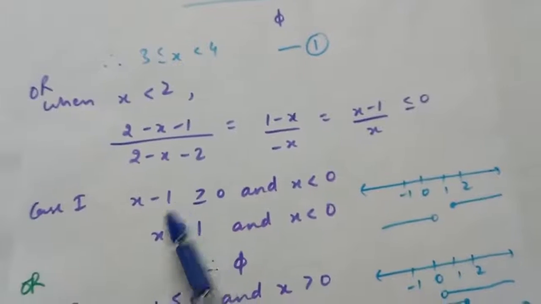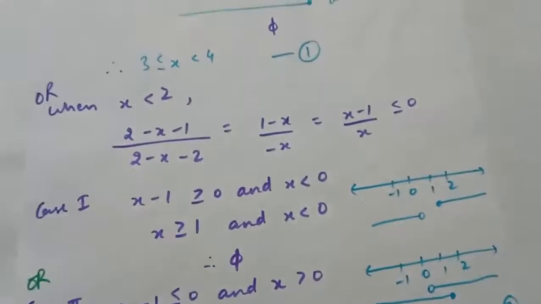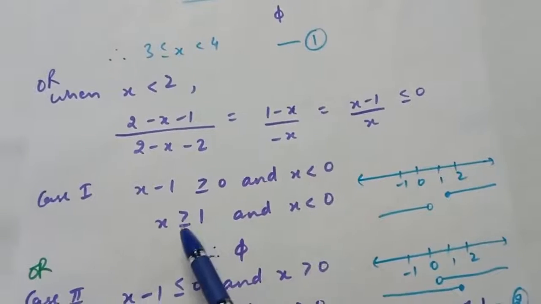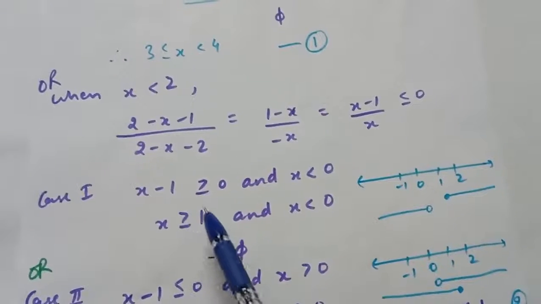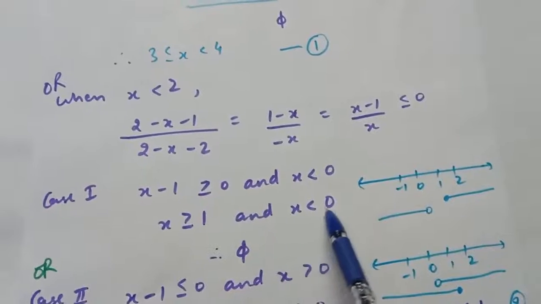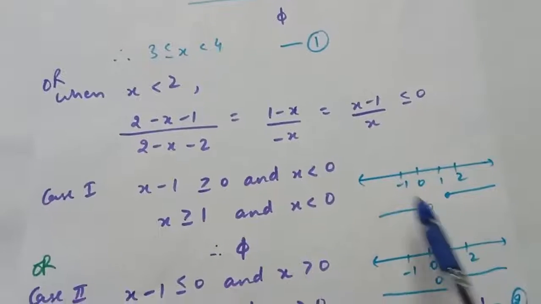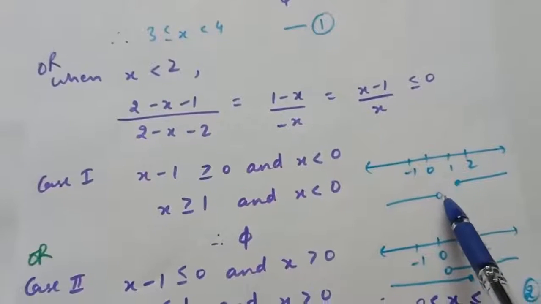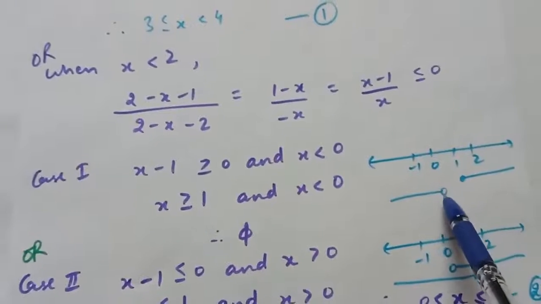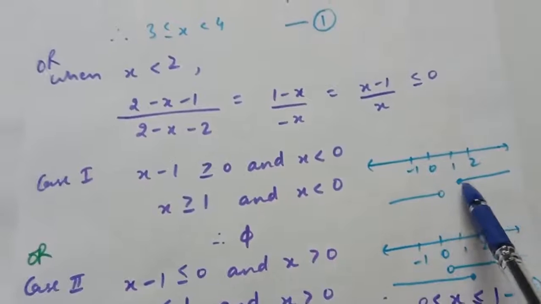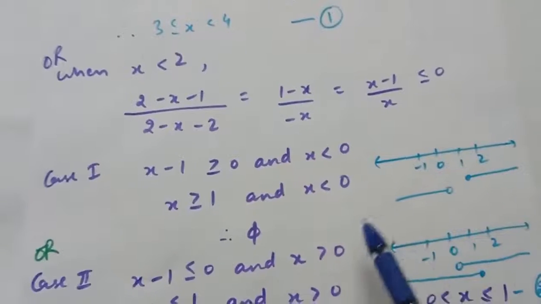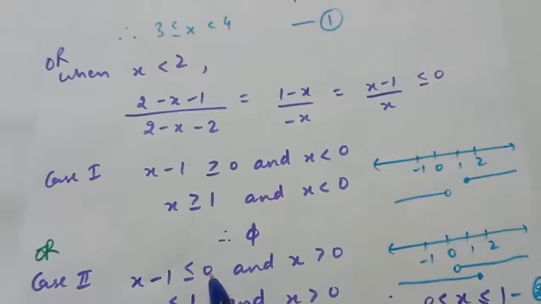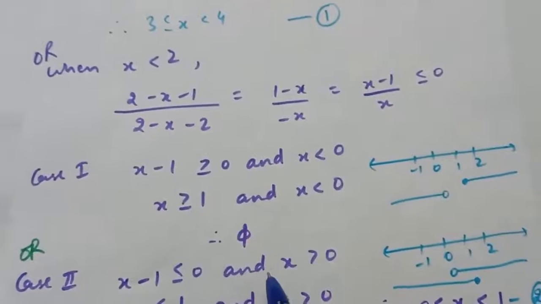Case first will be x minus 1 greater than or equal to 0 and x is less than 0. When you solve it, you will get x greater than or equal to 1 and x is less than 0. So the intersection of these two will be empty. You can see from the number line, x is less than 0 and x is greater than or equal to 1. There is no intersection.